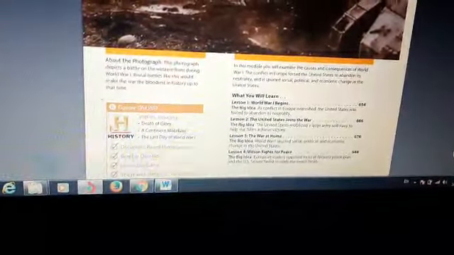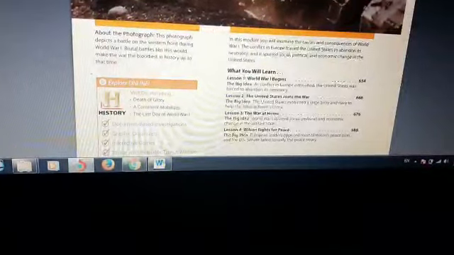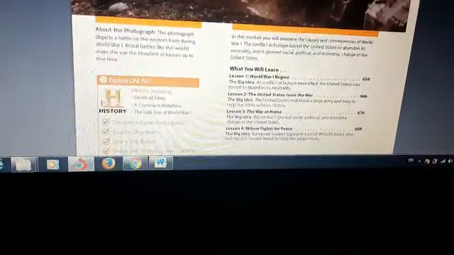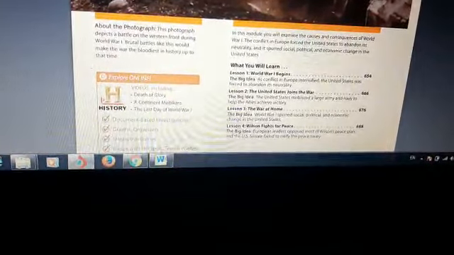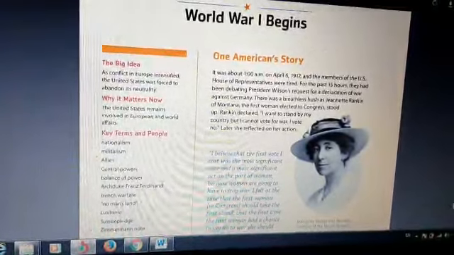Lesson 3 will be about the war at home. The World War spurred social, political, and economic change in the United States, how it changed society in the United States. Number 4, Wilson, the American president, fights for peace. After the war, European leaders opposed most of Wilson's peace plans, and the US Senate failed to ratify the peace treaty.